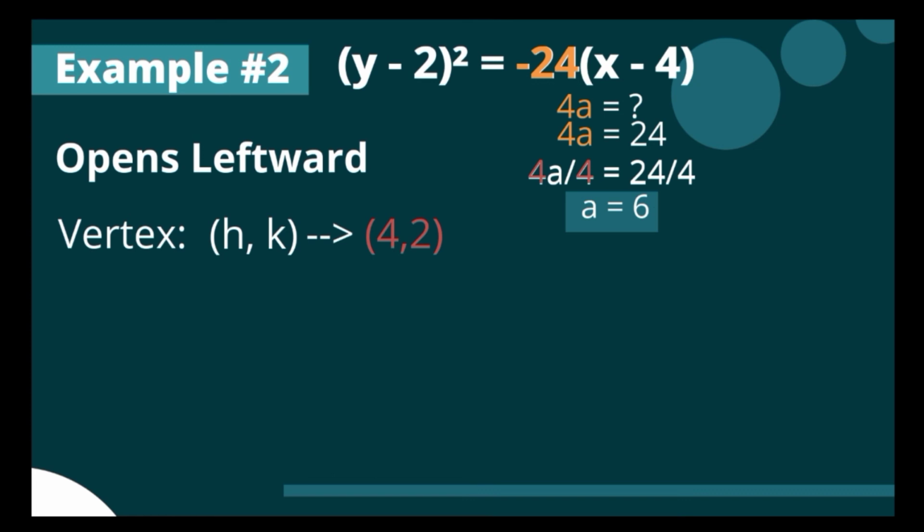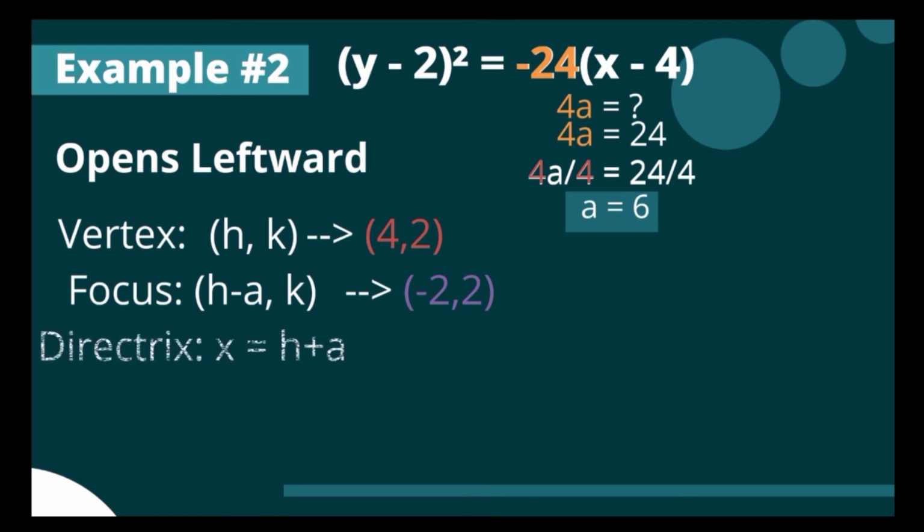And by that, we can now proceed to the focus, which is (h minus a, k). As we all know the value of h, which is 4, and the value of a, which is 6. So 4 minus 6 is equal to negative 2. And the value of k is 2, so we have negative 2, 2 as the focus coordinate. After that is the directrix, which is x is equal to h plus a. Our h is 4 plus the value of a, which is 6. 4 plus 6 is equal to 10. Then we have the equation of the directrix, which is x is equal to 10.